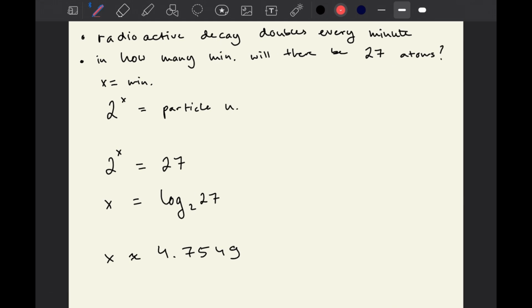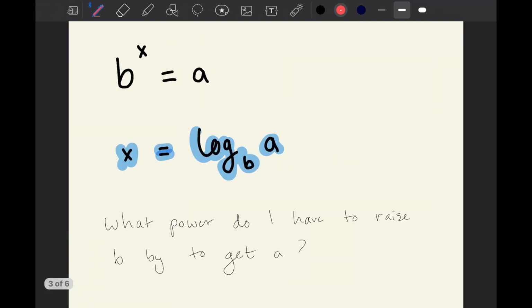All right, so I hope you have learned more about logarithms, and I hope you have understood why we need them and also how they work. I hope you don't just look at this and see an equation, but more of a procedure that you can use to answer the question of what power do I have to raise b by to get a. The main idea is finding the power to which you're raising something.